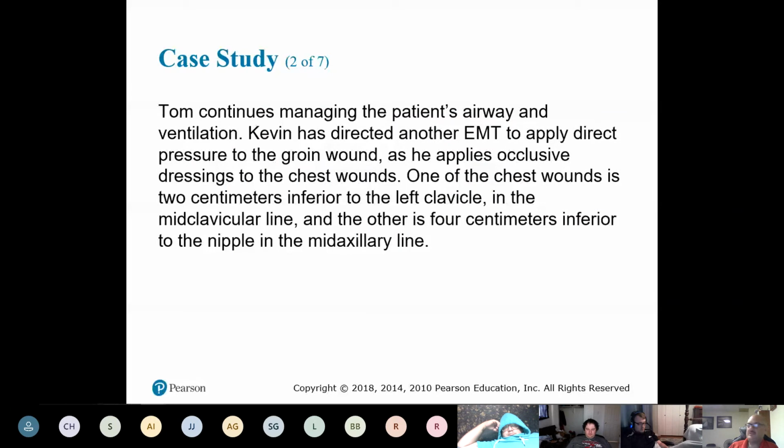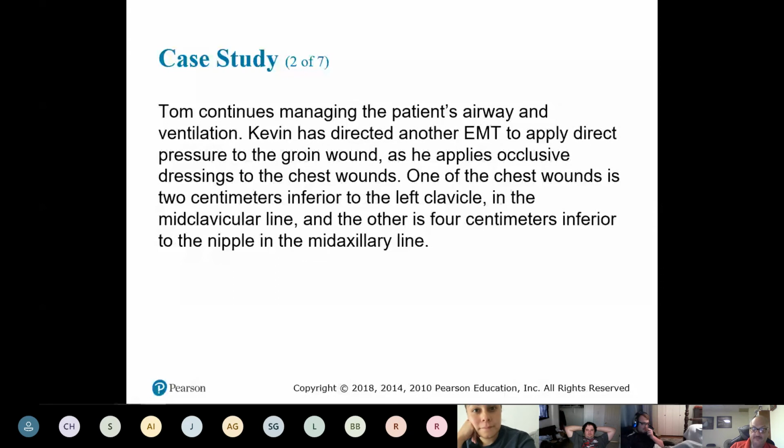All right, so Mr. Dillon continues managing the patient's airway and ventilation. Brandon has directed another EMT, we'll say Jessica, to apply direct pressure to the groin wound, as Brandon applies occlusive dressings to the chest wounds. One of the chest wounds is 2 centimeters inferior to the left clavicle.